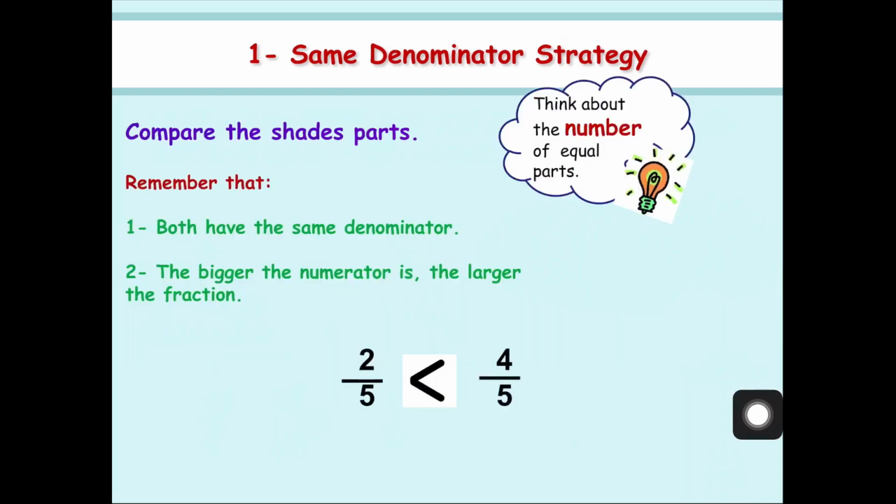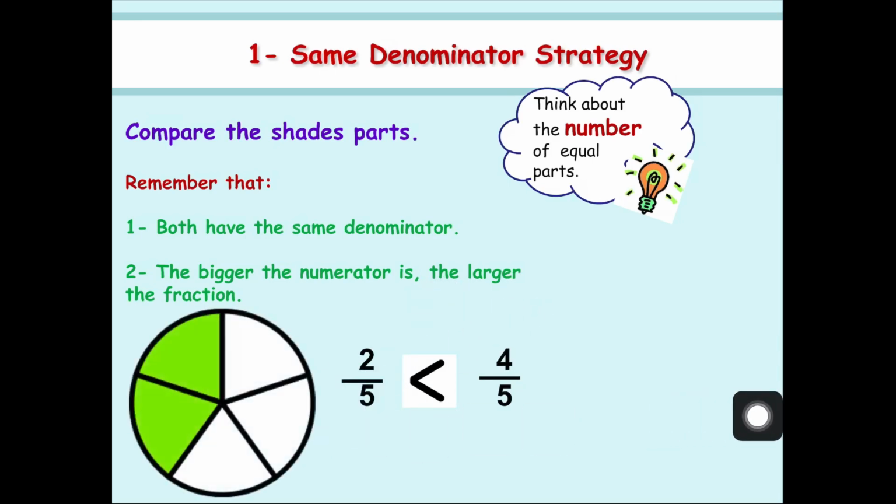All right? So same denominator strategy means we need to compare the shaded parts. They both need to have the same denominator. They need to be over the same number. The bigger the numerator is, that means the larger the fraction. Okay, so when I have 2/5 and 4/5, they have the same denominator, but the numerators are different. That means 4/5 is greater than 2/5, all right?